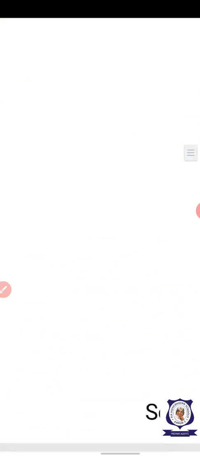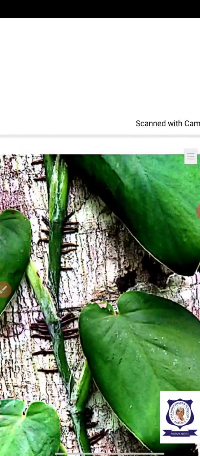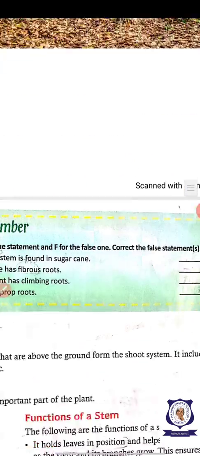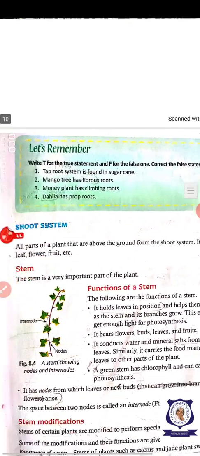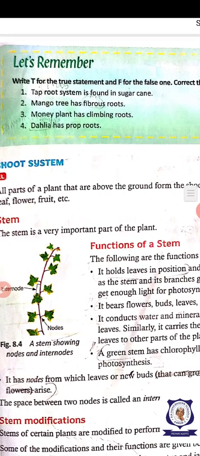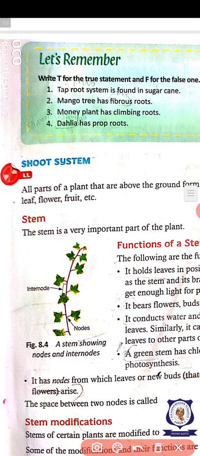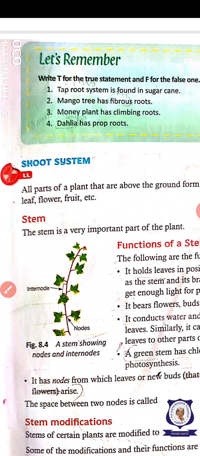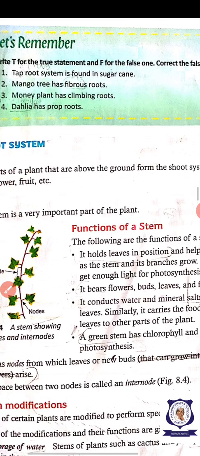What is the stem? The green color portion of the plant is called the stem, isn't it? In the small, tender age only, the plant is having the green color stem. After the tree becomes older, the stem becomes brown in color. The stem becomes the trunk of the plant and becomes a dried outer surface, isn't it? So the stem is also doing many functions.